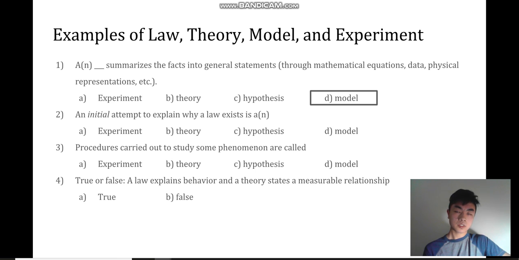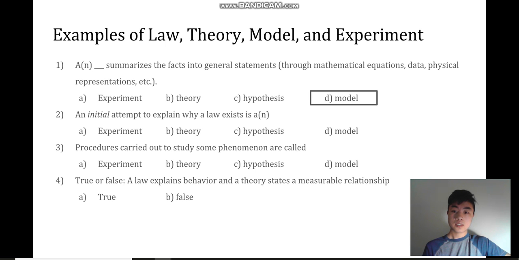And it summarizes facts into general statements in the sense that, for instance, if I say Mercury is the closest planet to the sun, and then Neptune and Pluto are the furthest planets, the most far out in the solar system, away from the sun. Then to summarize those facts into general statements, I can use a model, and the general statement would be, okay, there are planets that are around the sun. Just think about it like that. So a model is going to be either through mathematical equations, data, or physical representations, which I think physical representations make the most sense, right?